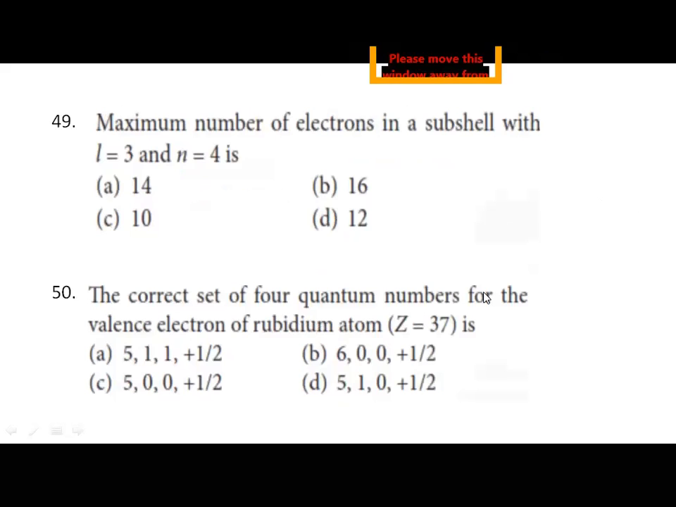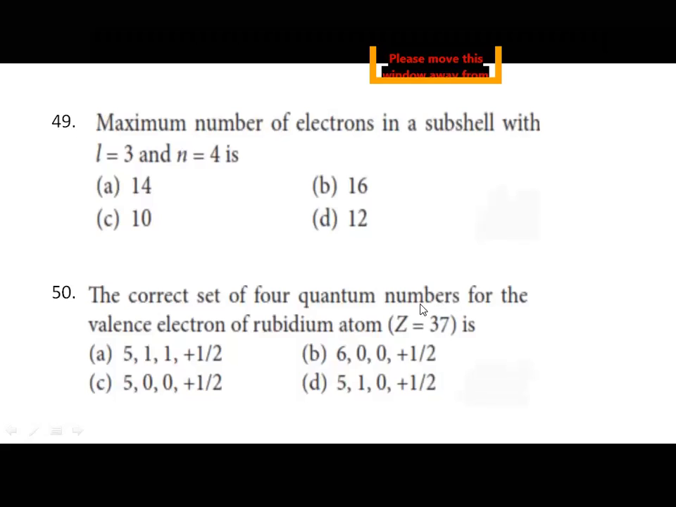Maximum number of electrons in the subshell with L is equal to 3 and N is equal to 4. So N is equal to 4, L is equal to 3. So 3 means what? It is D. Sorry, it is F. For L is equal to 2, it is D. So 4f, it represents the 4f subshell. They have said subshell, so you have the formula.